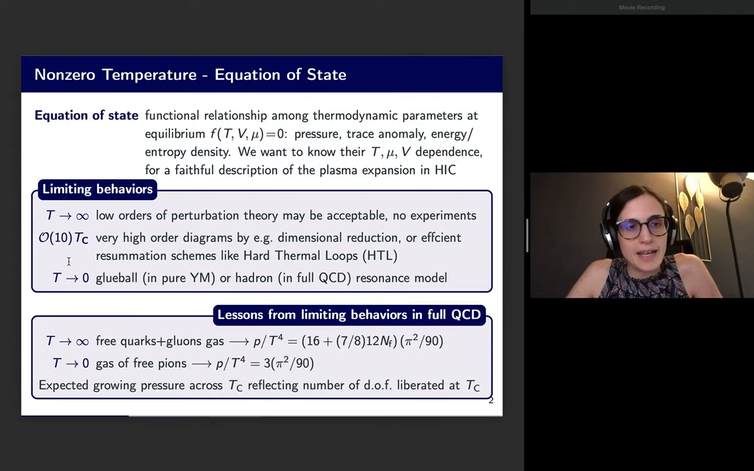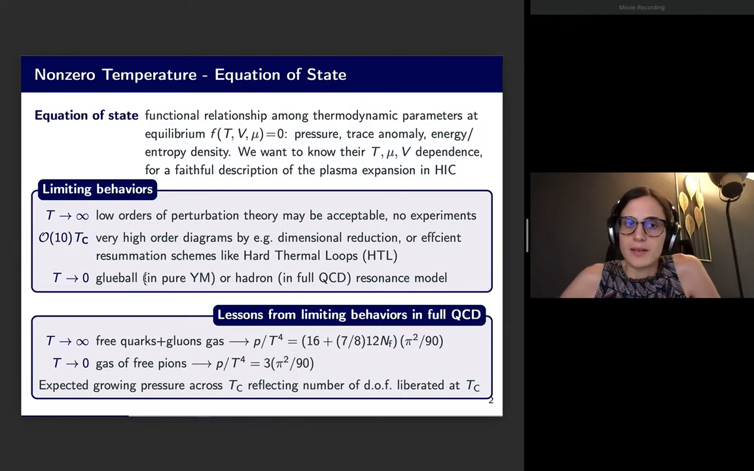At the other edge, we can send the temperature to 0, and in that case we have some models that work pretty well in describing the thermodynamic behavior of our QCD system, and these are glueball resonance gas models in pure Yang-Mills or hadron resonance gas models in full QCD.